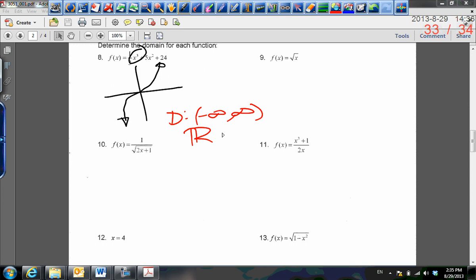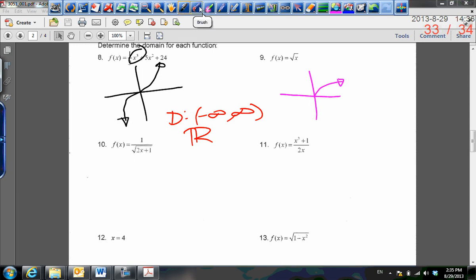9, 10, and 13 kind of all look the same. We have square roots. Number 9, 10, and 13 kind of work the same way. So number 9. What does that graph look like, by the way? Square root. Yeah, okay, I think I know what you're talking about. Like this guy right here? Yeah. Cool. What's my domain restriction for that?